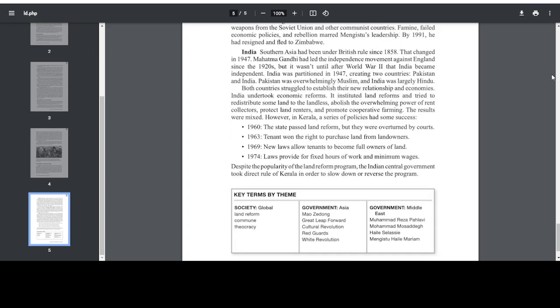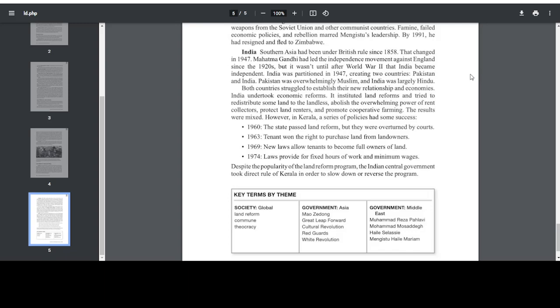India. Southern Asia had been under British rule since 1858. That changed in 1947. Mahatma Gandhi had led the independence movement against England since the 1920s, but it wasn't until after World War II that India became independent. India was partitioned in 1947, creating two countries, Pakistan and India. Pakistan was overwhelmingly Muslim, and India was largely Hindu. Both countries struggled to establish their own relationship and economies.